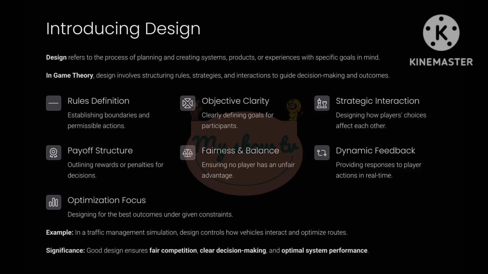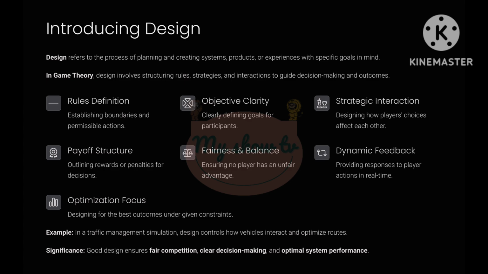1. Rules definition. This involves setting the basic framework of the system. In game theory, rules define what actions players can take and the conditions under which these actions are valid. For example, in a chess game, each piece has defined movements. 2. Objective clarity. Every game or system should have clear and understandable goals. This ensures that participants know what they are trying to achieve. For instance, in a traffic management simulation, the objective could be minimizing congestion and optimizing traffic flow.